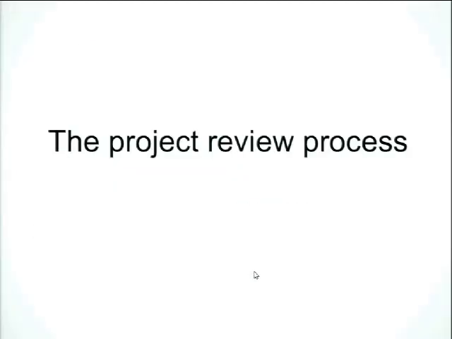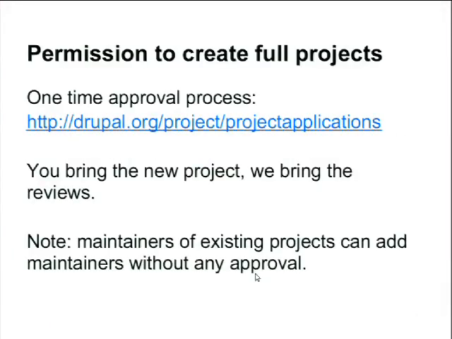So what do we do? We want full projects and we want high quality code, so we have a process in place. That's the project review process. And it works like this. There's a permission on Drupal.org that we can assign to users so that they are able to publish full projects. This is a one-time approval process. So if you have a new module, you go to the issue queue. The issue queue is drupal.org/project/projectapplication, which we use to manage those applications. And you bring the new project and we bring the reviews.